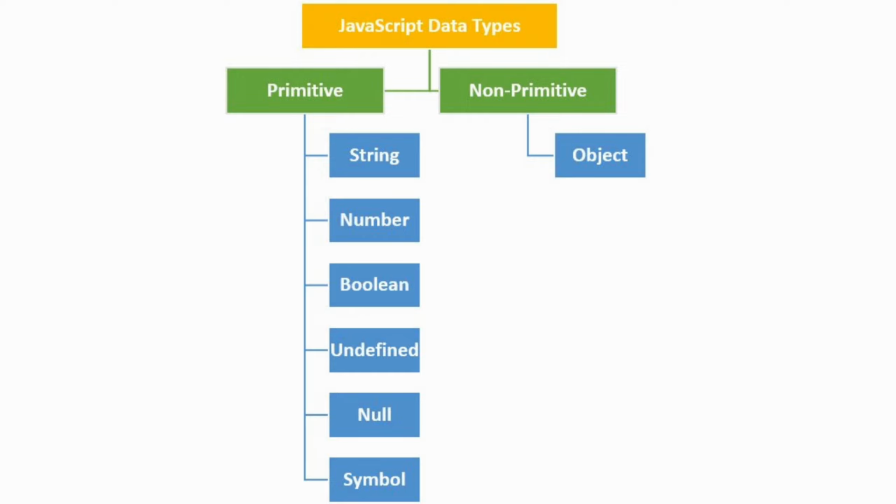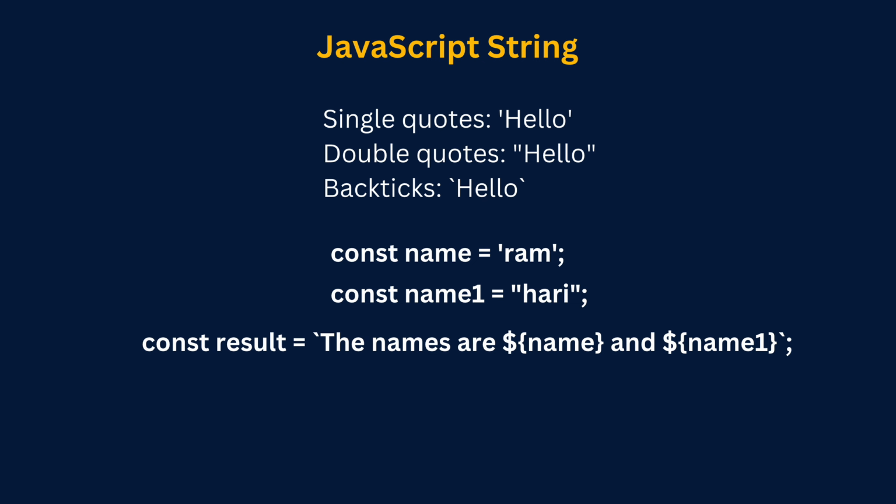Undefined, null, symbol. So these are the different types which are primitive data types. And there is non-primitive, meaning the data type is object, which holds values in the form of key value. We'll come to that in detail. Now you see JavaScript string, like I'm writing here, const name Ram, const name Hari. I can use single quotes or double quotes for the string.